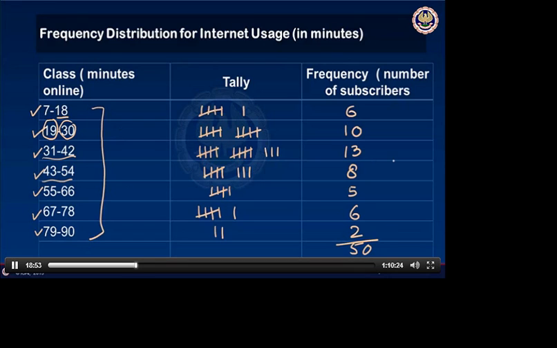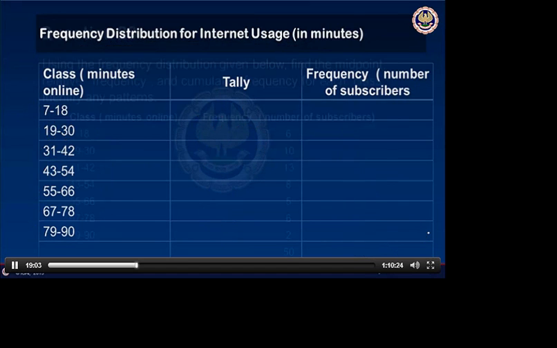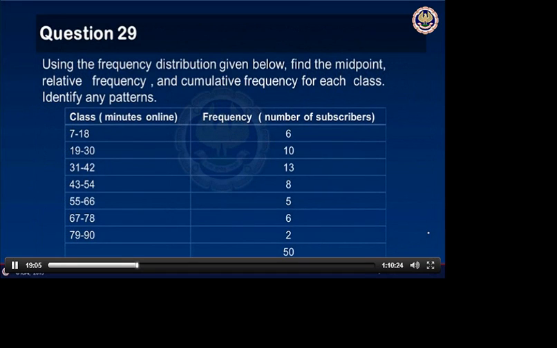And so this is what we are required to do. We are required to make a frequency distribution for internet usage in minutes. So that solves our question. So now let's do another question. Now we look at the same data which we just calculated.